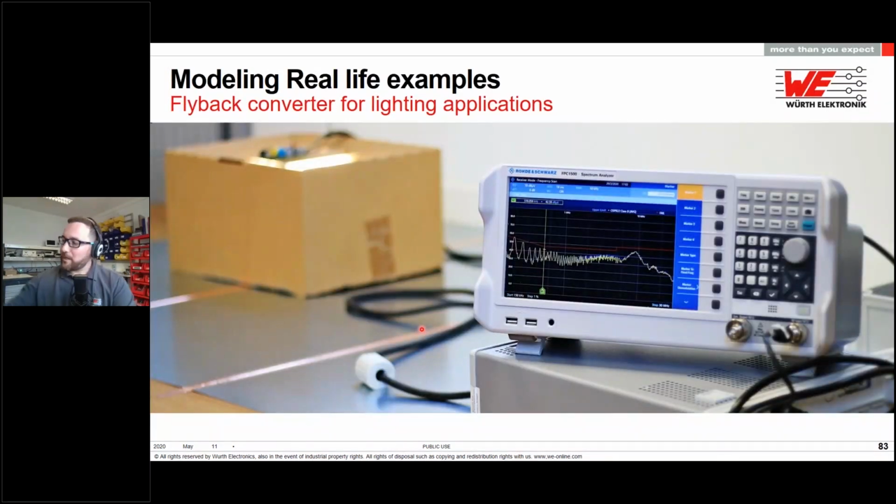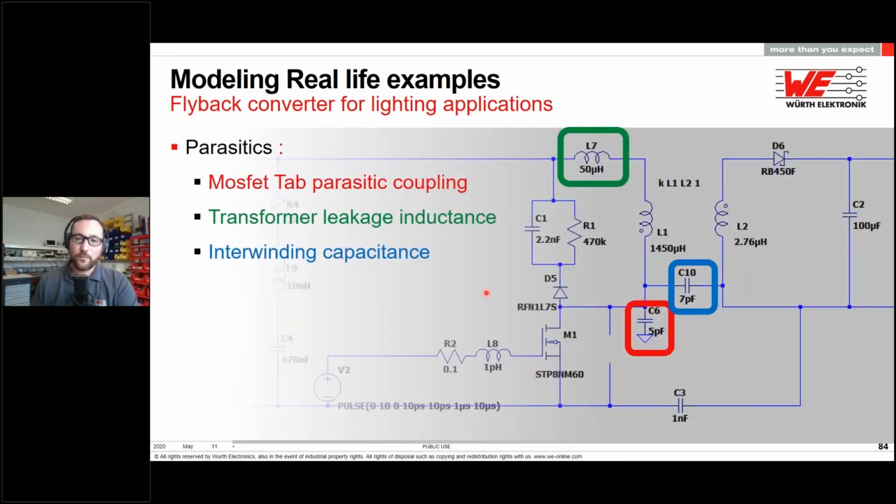So what's the timing? 35. I guess I don't have time anymore. Let's just see that we can also model mains powered schematics. This is the example of a flyback converter for lighting application.